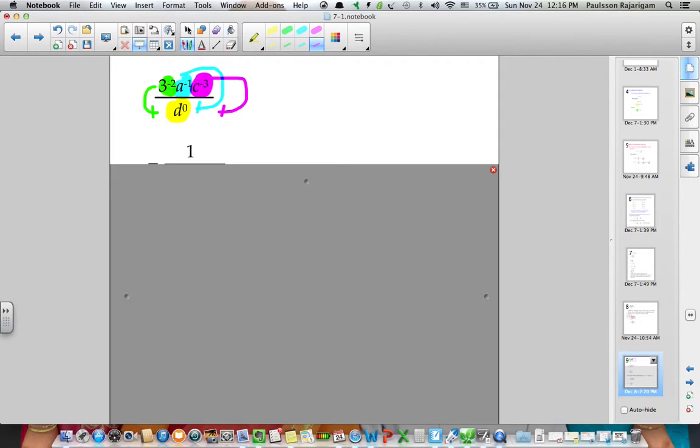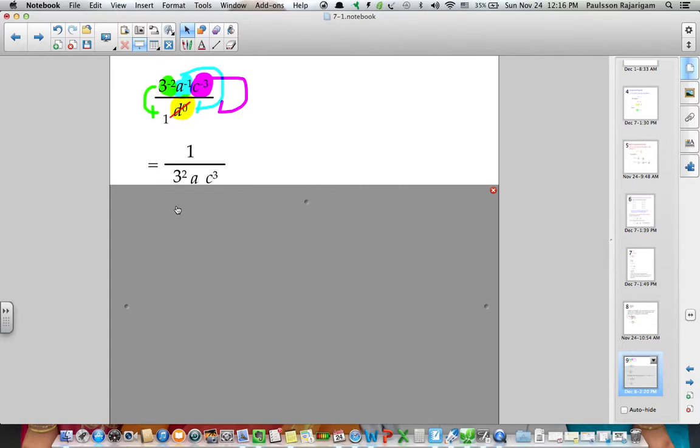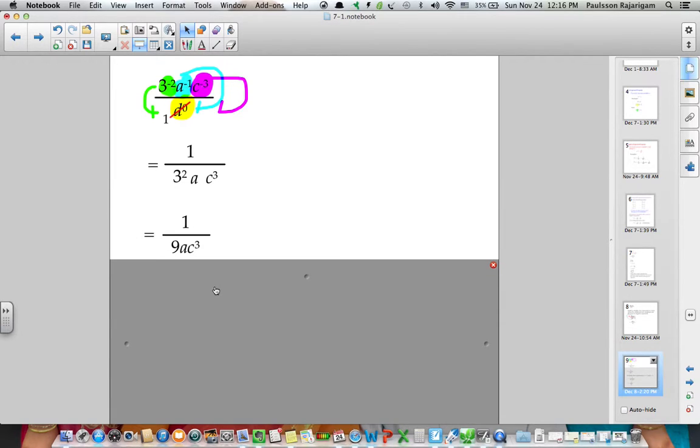And this has already become 1, right? That's already become 1. So now I have 3 squared, which is the denominator, a and c cubed. Let's simplify this, and I have 1 over 9ac cubed.